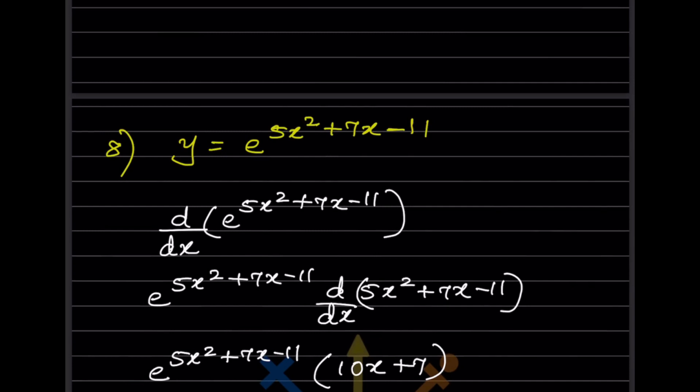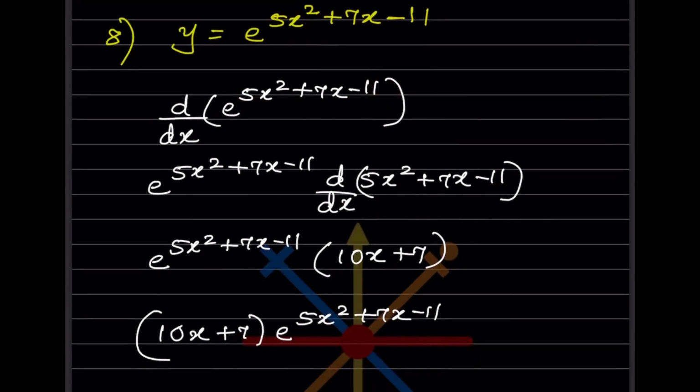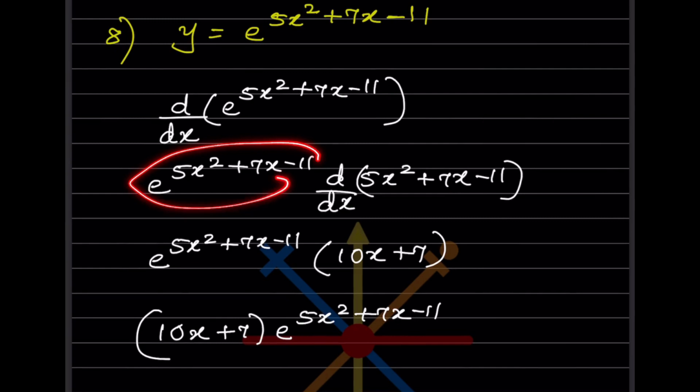Now y is e raised to 5x square plus 7x minus 11. So we'll take the d by dx of this whole thing. And now you know, whenever there is e raised to something, the derivative is going to be the same. Then we will take the inner one, means d by dx of only the inner layer, 5x square plus 7x minus 11. So now what will you do? This is the same, and you will take the derivative of this part.